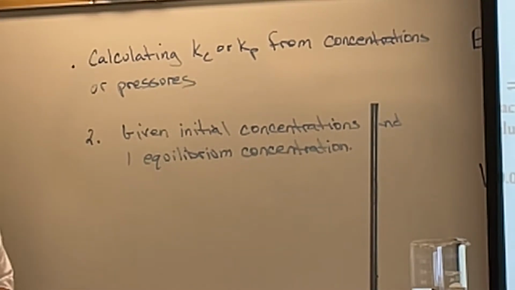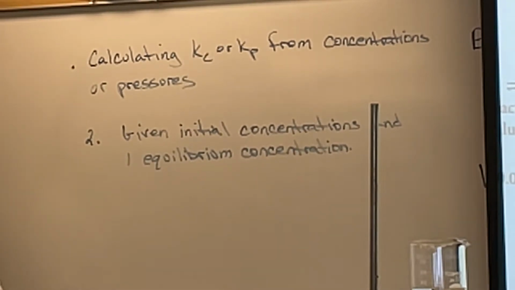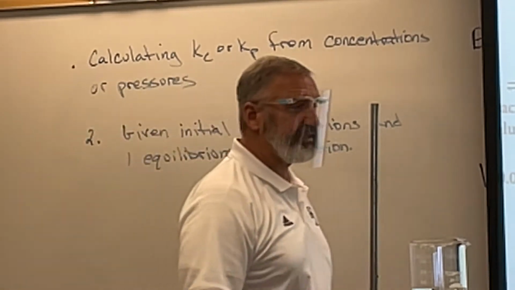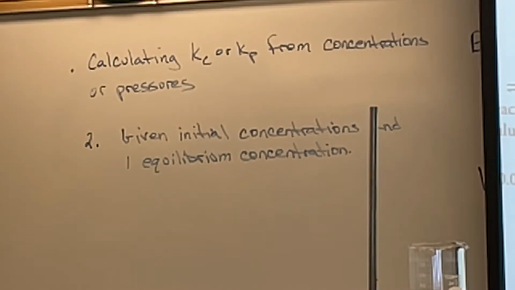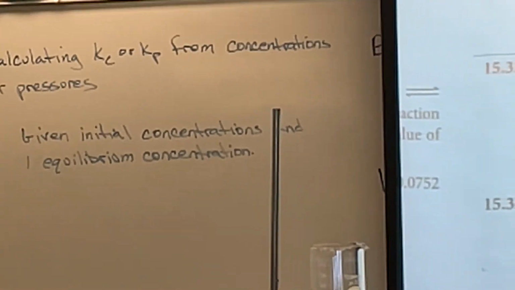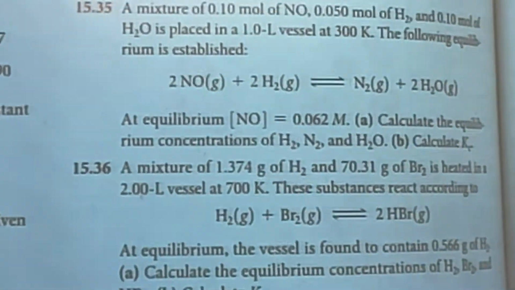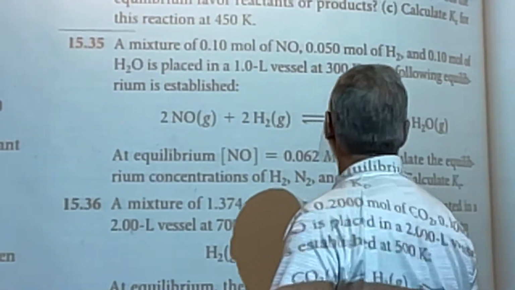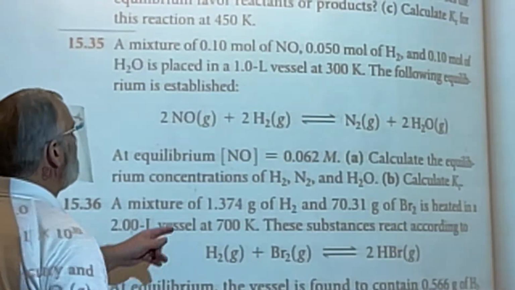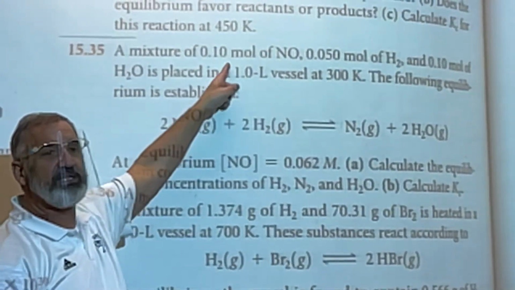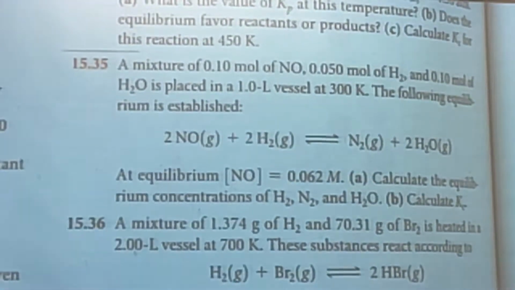Now I was supposed to be playing Vanilla Ice, Ice Baby here, but I did because we're going to do ice tables, initial, change, equilibrium. So if we look at number 35. It says a mixture of 0.1 mole of NO, 0.05 moles, and 0.1 mole of H2 is placed in a 1 liter vessel. Now it's nice when they do 1 liter because that means that the moles and the molarity are exactly the same. Okay?